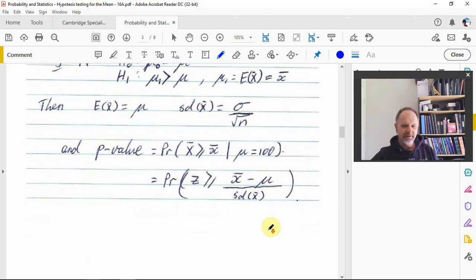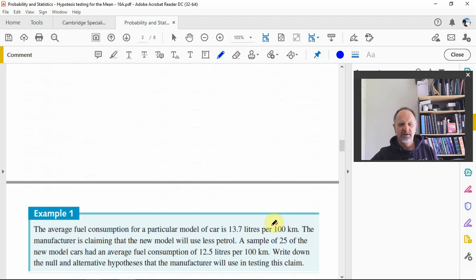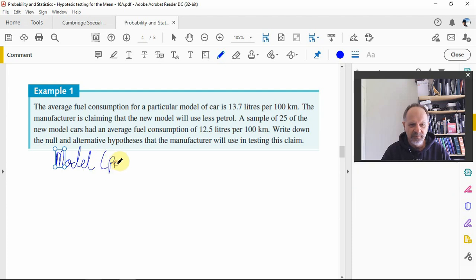All right, so here are a couple of examples that illustrate that stuff. The average fuel consumption of a particular model of car is 13.7 litres per kilometre. The manufacturer is claiming that the new model will use less petrol. So the old model, the fuel consumption of the old model, is the population.